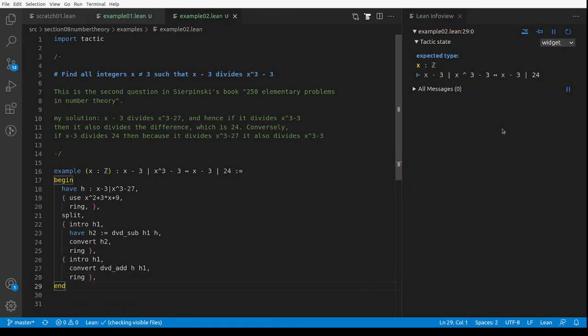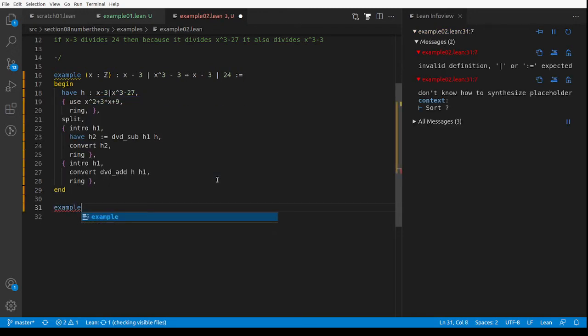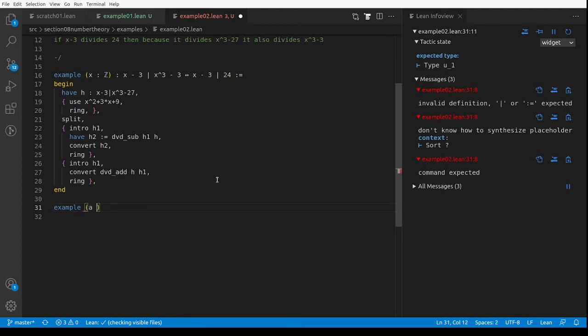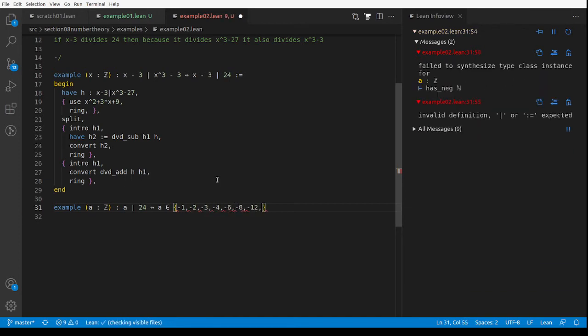So there you go. Lean can certainly do that, but in some sense I haven't answered the question, right? Because I haven't actually said what the divisors of 24 are. So I would be able to finish this question if I could prove the following thing. Example, let A be an integer. I claim that A divides 24 if and only if A is in the following set: minus 1, minus 2, minus 3, minus 4, minus 6, minus 8, minus 12, minus 24, and then plus 1, plus 2, plus 3, plus 4, plus 6, plus 8, plus 12, plus 24.